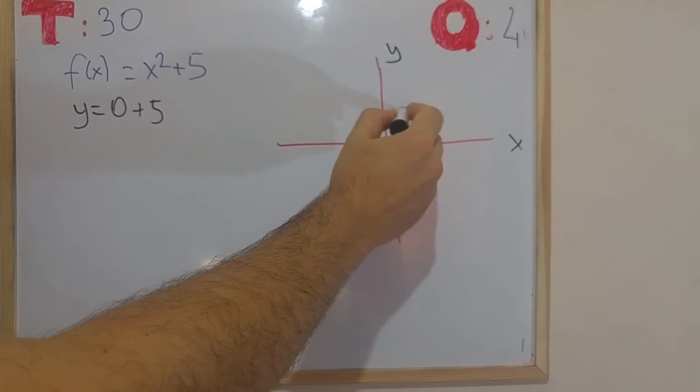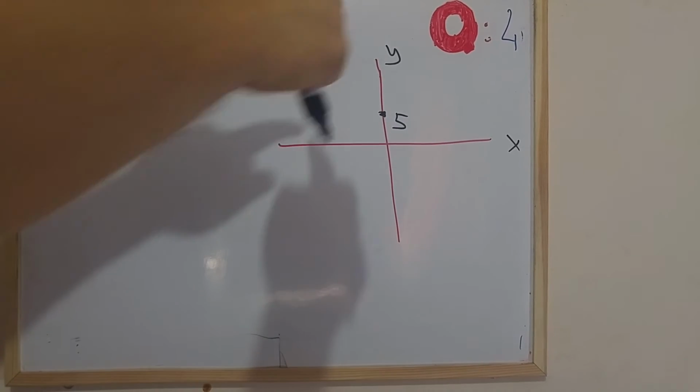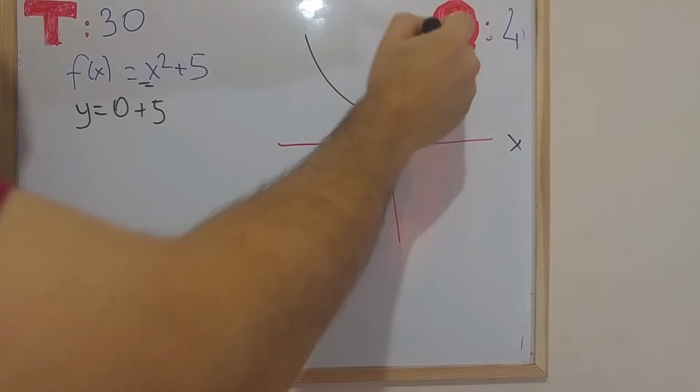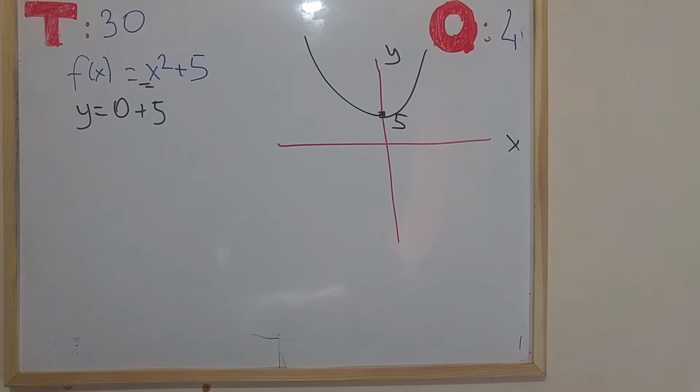Let's call it 5. And since the coefficient of x squared is greater than 0, it's positive, the arms will face up. So it's going to be something like this. Therefore, I do not need to calculate where it cuts x, because it won't cut it anyway. This is the answer.